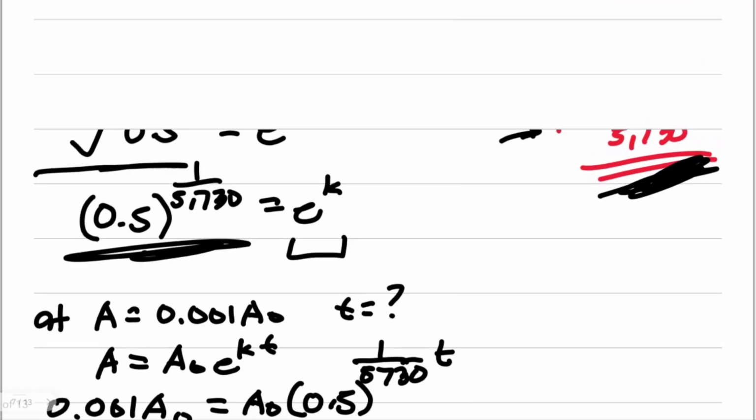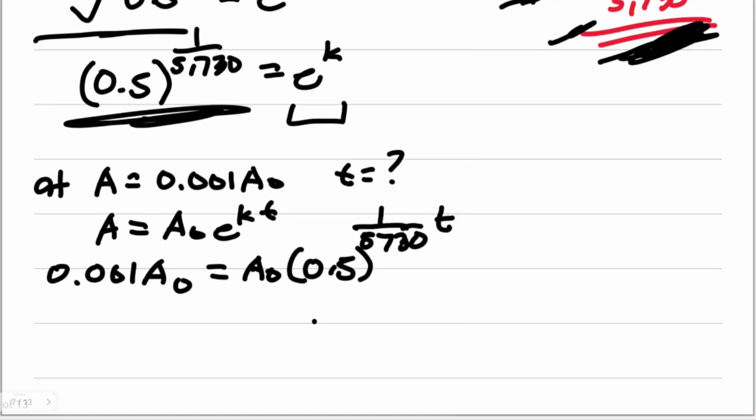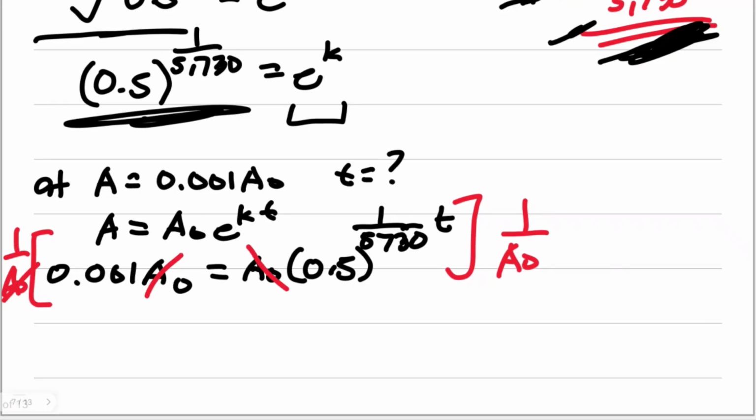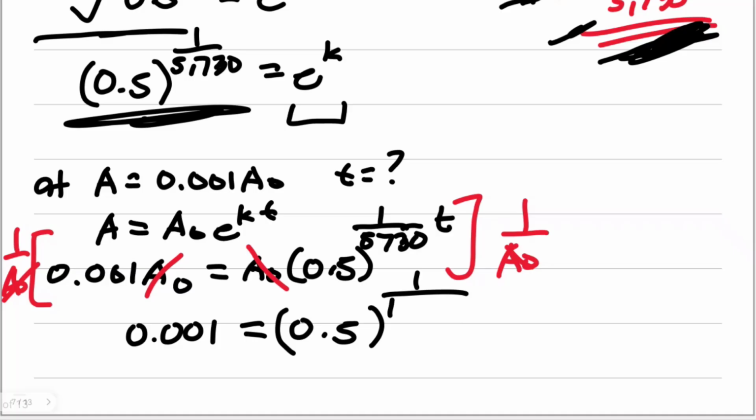Because this is my e to the power of k. Imagine if this is what you're going to plug in here, being e to the power of that. It's a little bit complicated, so again I'm using e to the power of k. With that, I can multiply both sides by 1 over a sub 0. I could cancel this and this as well. So I am left with 0.001 equal to 0.5 raised to the power of t over 5,730. Allow me to copy this and add another page because this part is not enough.